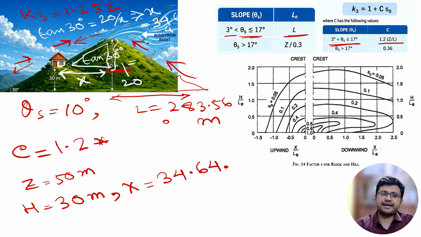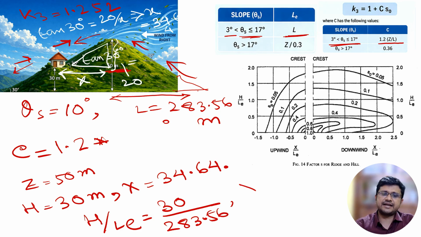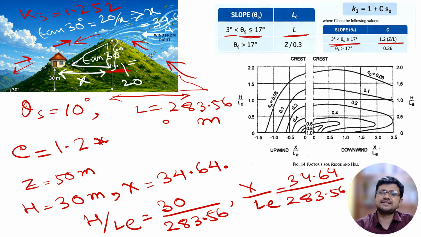So our H by LE will be how much? H by LE will be 30 by 283.56 and X by LE will be 34.64 by 283.56. And how much will be our C? C will be 1.2 into Z by L. So Z is 50 and L is 283.56.